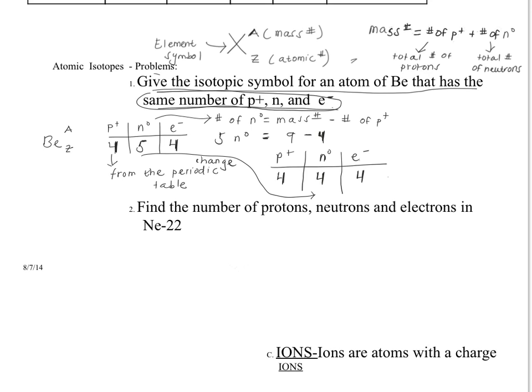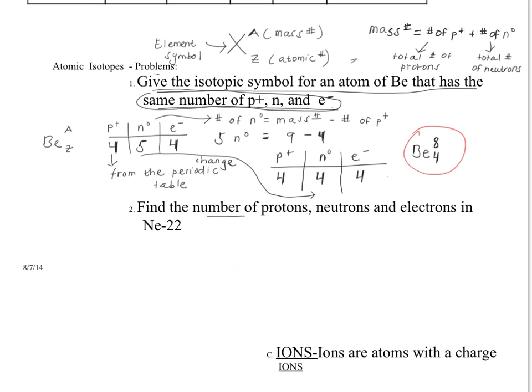Okay, so now our new symbol for the isotope of beryllium is going to have a mass number of 8, since it's equal to the number of protons and electrons, and the atomic number is 4. Let me write that more clearly. Let's go to the next problem on isotopes.